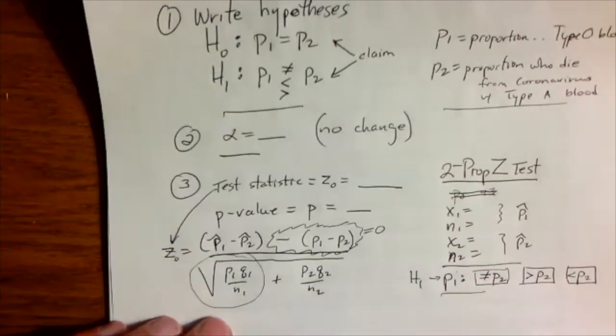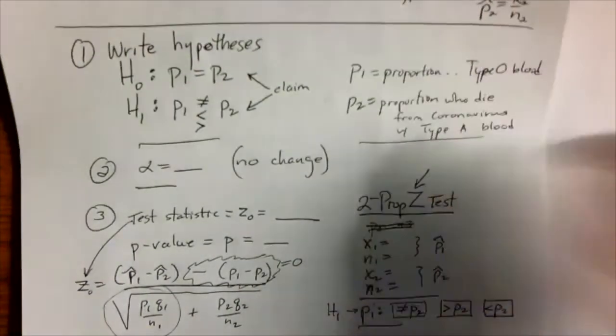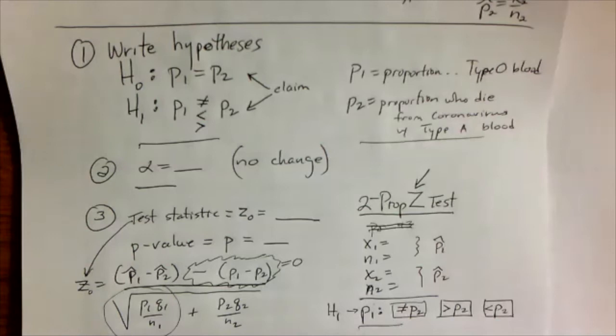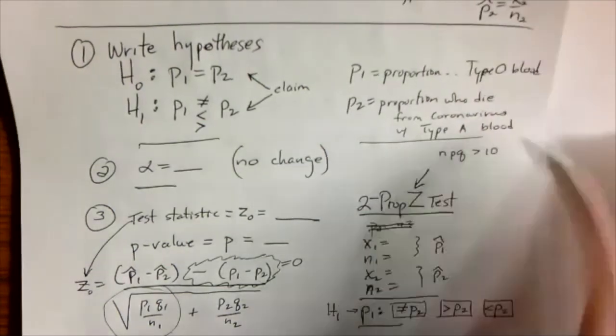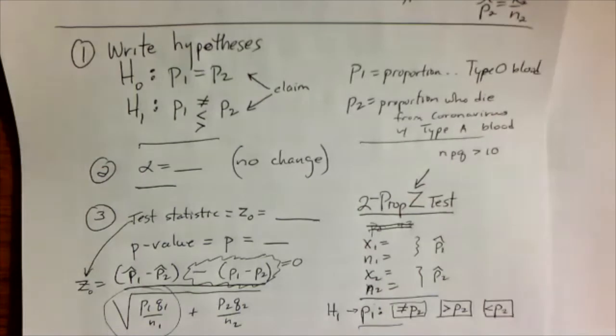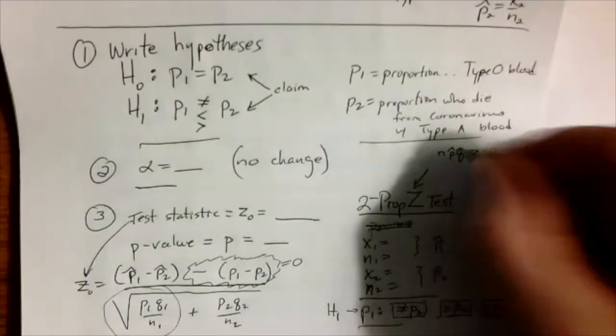The other thing I should mention is that in order to have a z distribution, we need NPQ to be larger than 10. That tells us we have a big enough sample size. Well, what we're going to use here are the sample proportions.